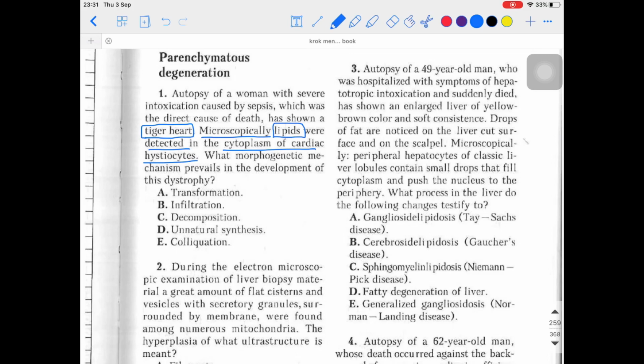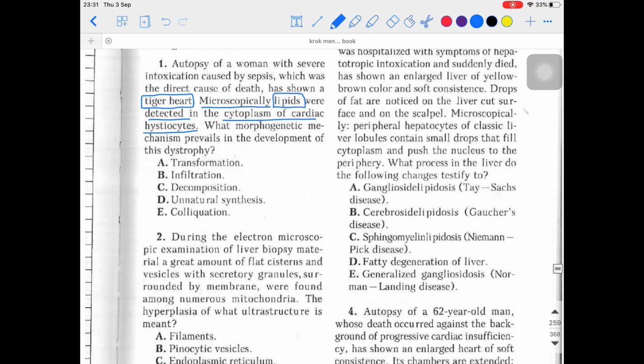Now what morphogenetic mechanism prevails in the development of the dystrophy? So this is nothing but the decomposition. Okay, so what is this process? This is actually decomposition. Now what is decomposition? Let me tell you, decomposition is also called phanerosis. In case they don't give the option decomposition, you can mark this option as well, phanerosis. Now what is this? This is actually the disintegration of the membranous structures of the cells and extracellular matrix.